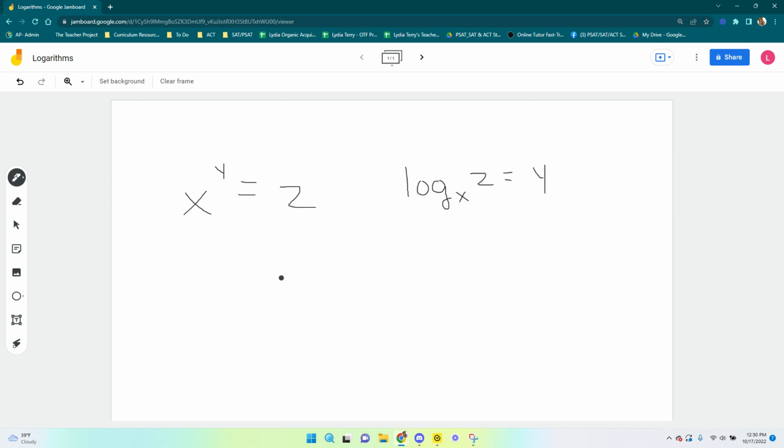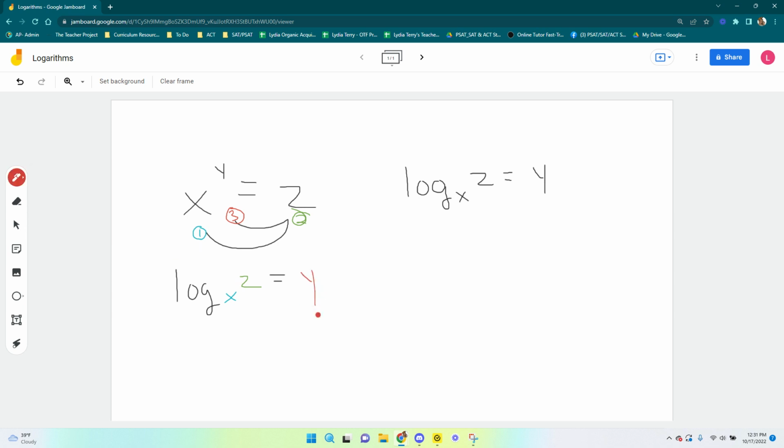Now I kind of think about this as a velociraptor talon. Okay, so this is 0.1, this is 0.2, and this is 0.3. All right, so then we can say that the log base x of z is equal to y.